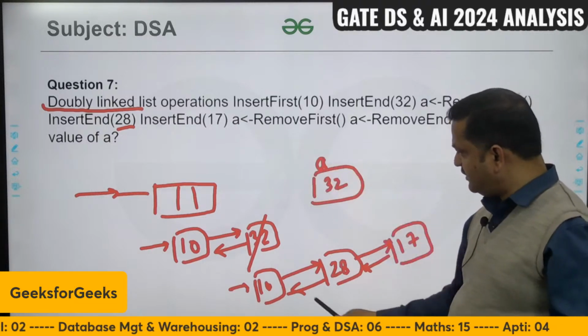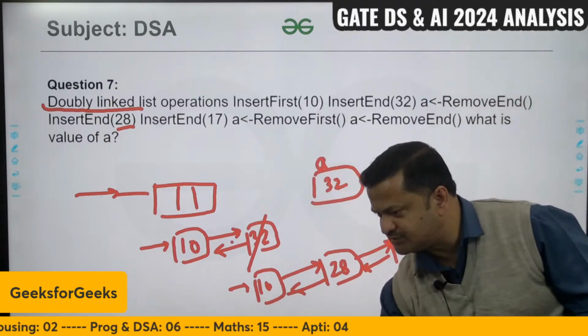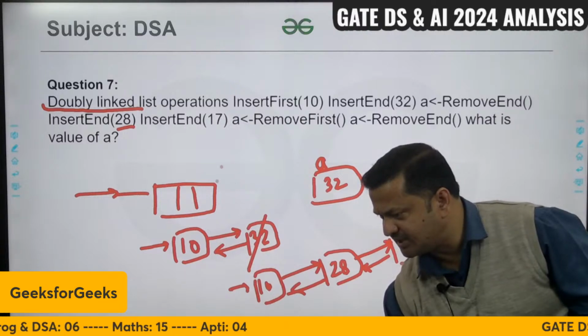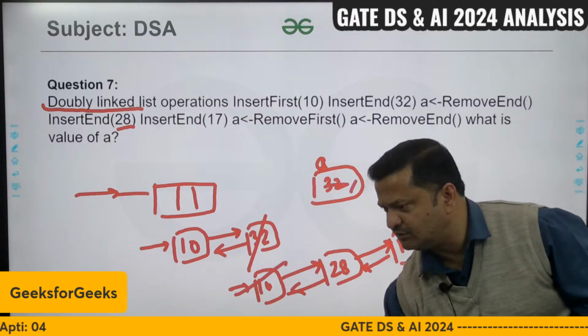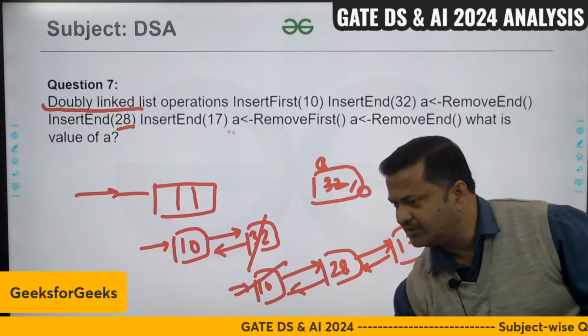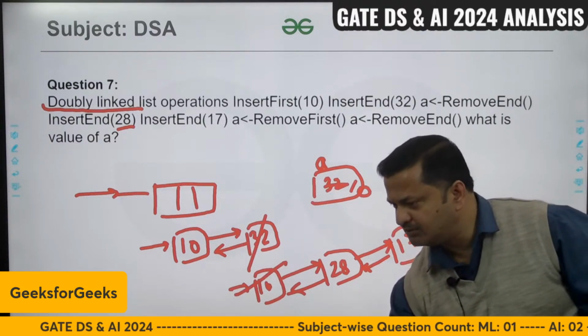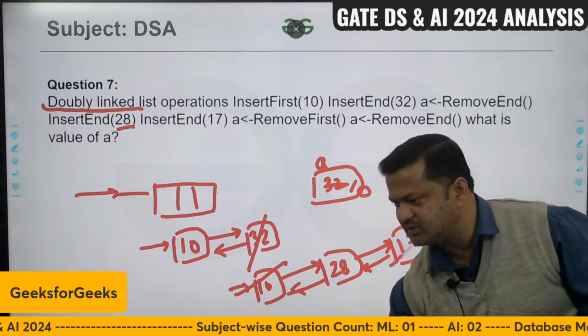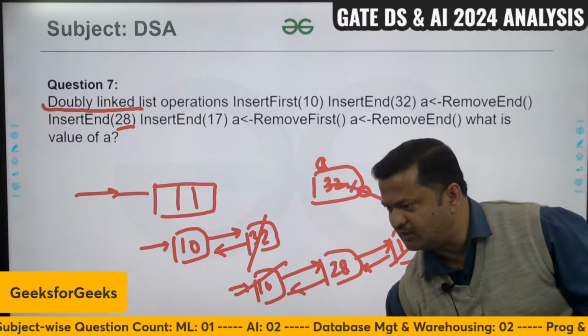Okay, and now we have a remove first. If I remove the first element, that is 10, and that is going to be assigned to a, so a is further updated with the new value, that is 10. Then we have another statement, a remove end, where we remove the end element. The end element is nothing but 17 here, so a is finally updated with 17.